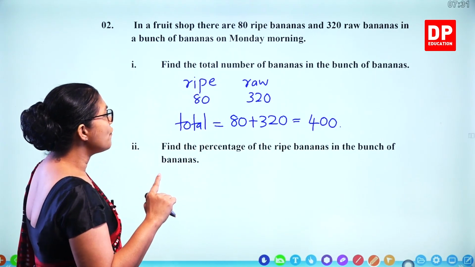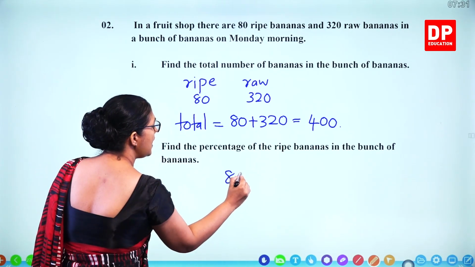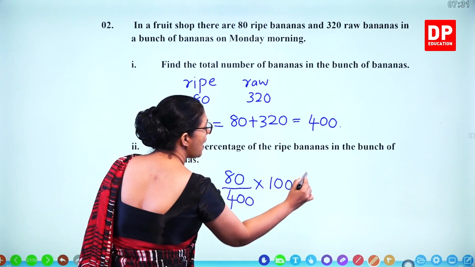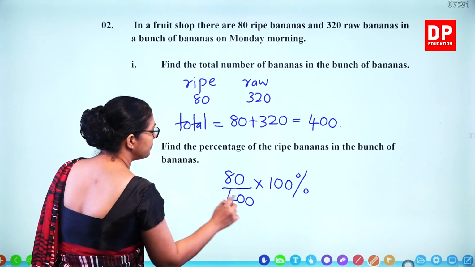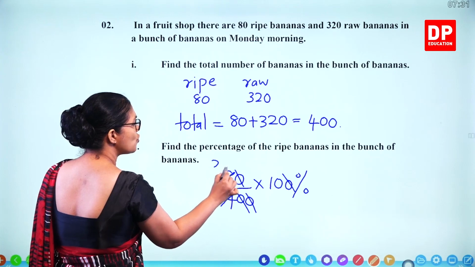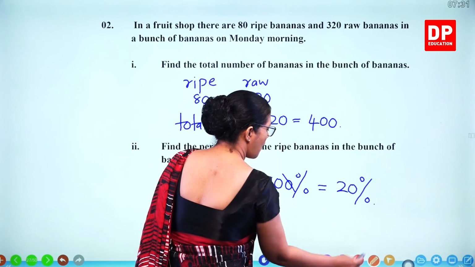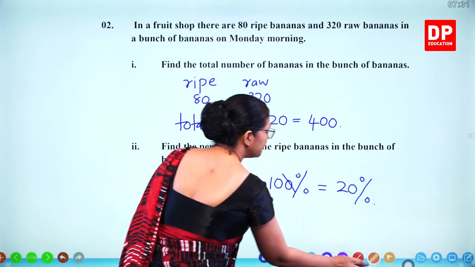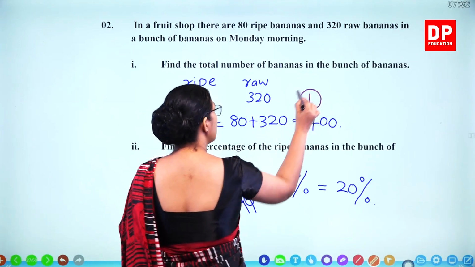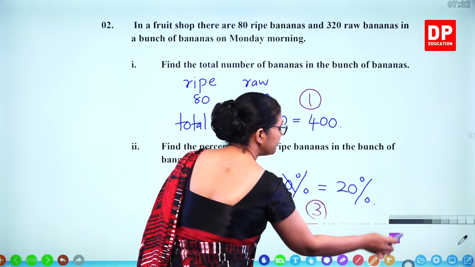Find the percentage of the ripe bananas in the bunch of bananas. So ripe ones 80 out of the total 400. As a percentage, you multiply by 100%. So 4 times 2, 2 times 10, 20%. Ripe ones are there. So let's see how many marks. 1 mark for finding the total and 3 marks for finding the percentage value.